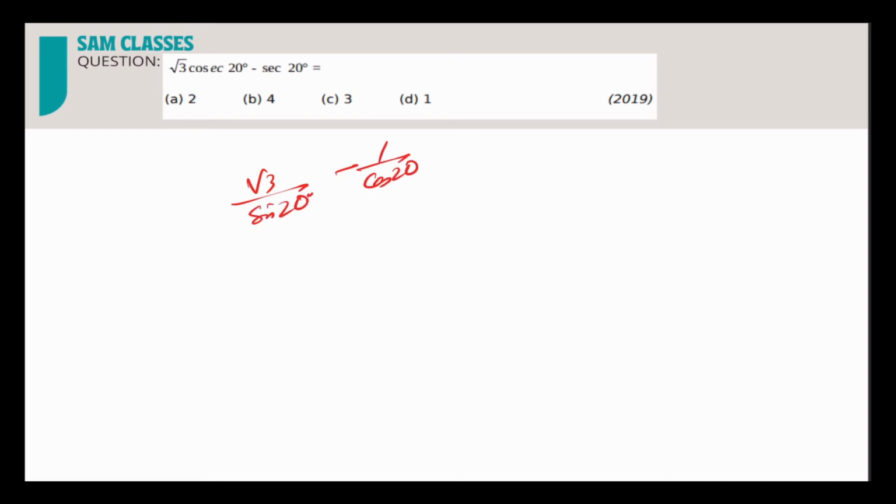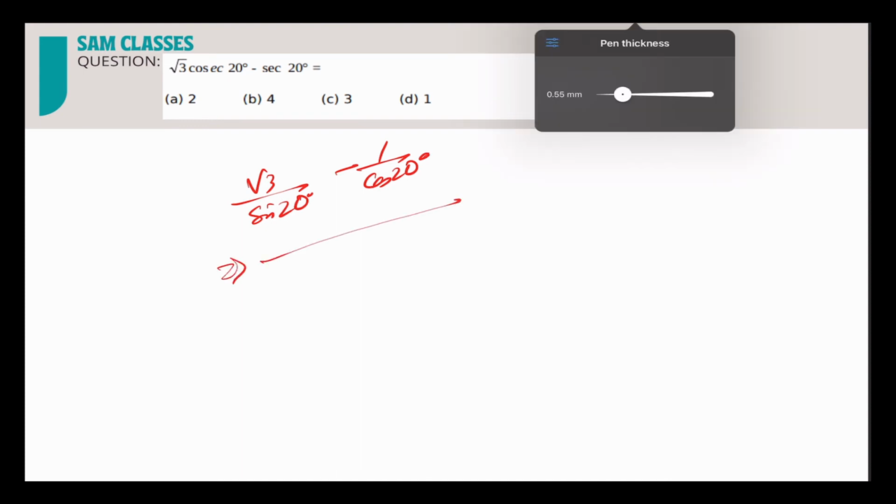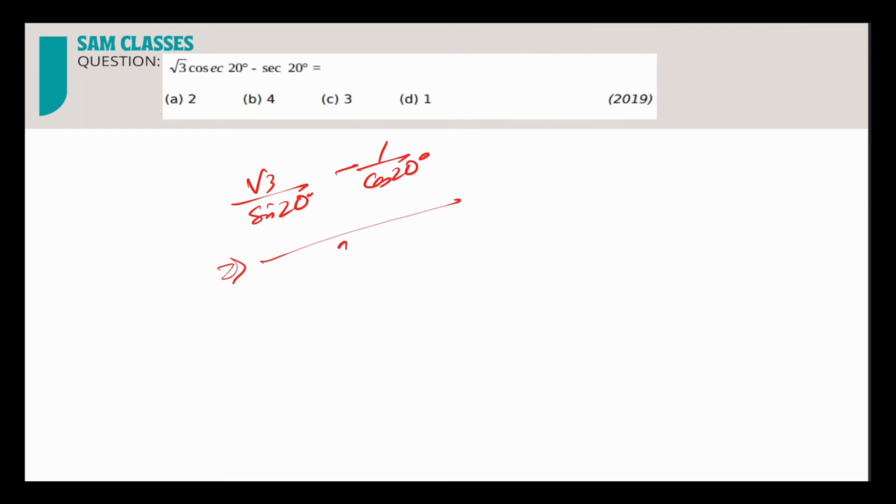Now after that, a lot of people have difficulty, so what do you have to do? Take the LCM. So what you'll get is sine 20 cos 20 in the denominator, and here in the numerator will be root 3 cos 20 minus sine 20.